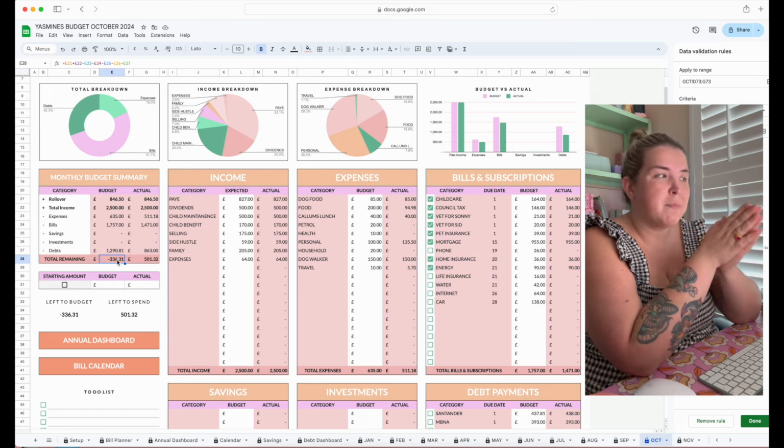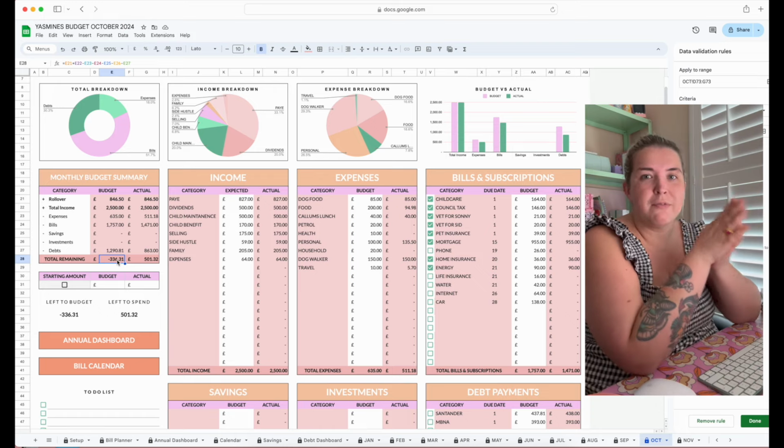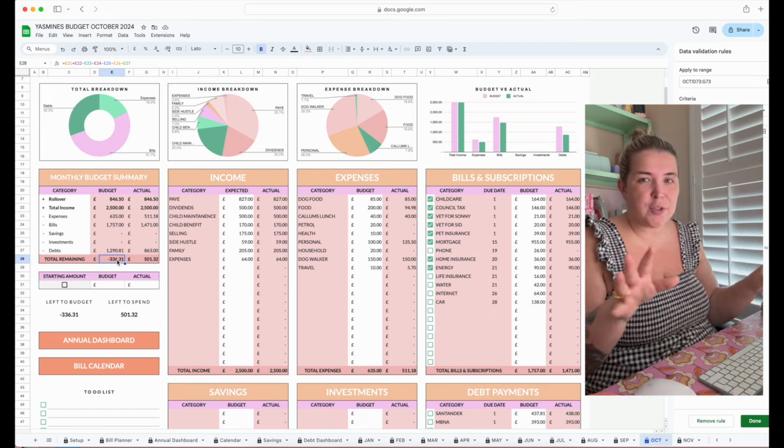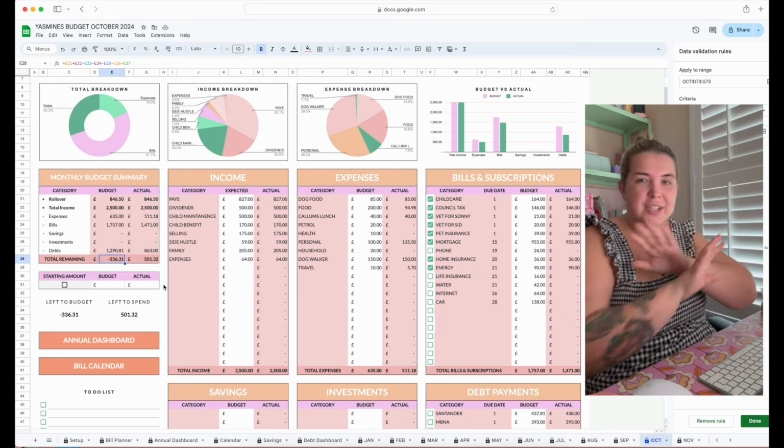I do have some money within my business that I can pay myself. I've also sold some stuff on Vinted this week that I haven't drawn down the money from. So this is like a changing picture, but at least it shows me exactly where I'm at now. So as you can see, that is how it works.